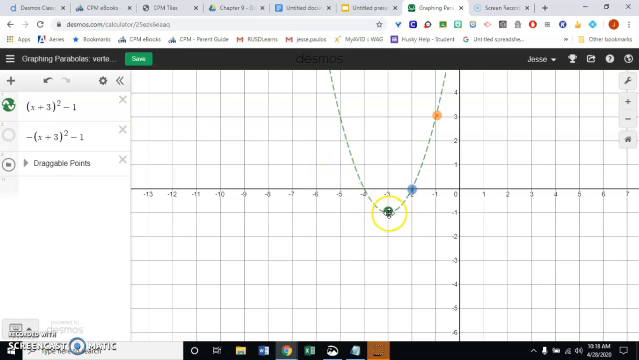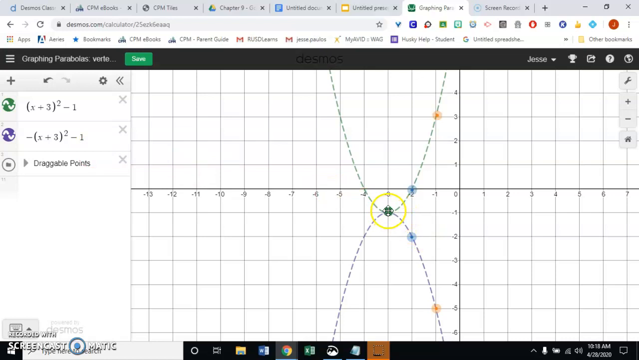We go from our vertex, we go to the right 1, we go up 1 squared, but then we're going to take that 1 squared, which is 1, and we're going to make it negative. So instead of being up 1, we're going to go down 1. Okay? And if we go 2 units to the right, we'd go up 2 squared, which is 4, but this time instead of going up 4, we're going to go down 4 because that value is negative. Alright? And just to verify, bam, there it is.